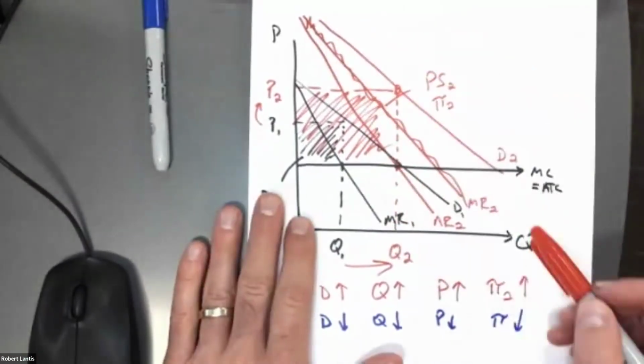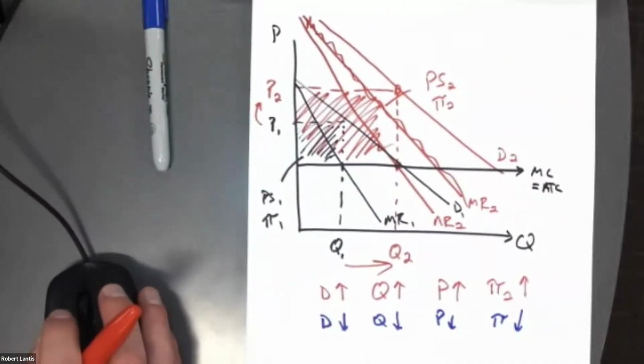Sorry, that's why I had to cross that one out. It wasn't parallel. Okay. All right.